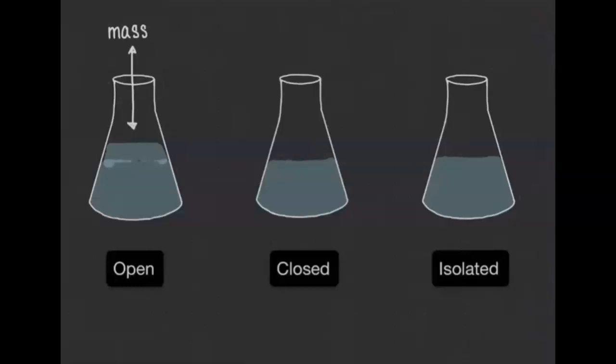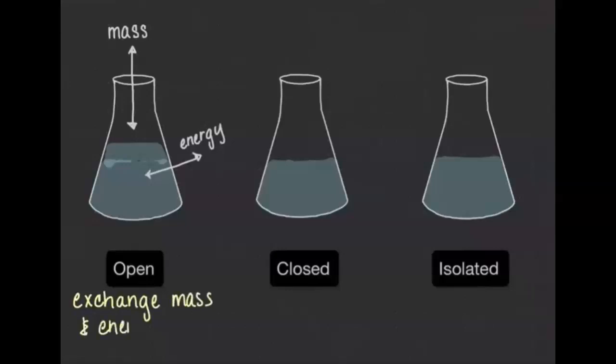In addition to that, this system is also free to exchange heat or energy with the surroundings. So this means that we can heat this system up by maybe putting a Bunsen burner underneath it. Or if this reaction is exothermic, this reaction can give off heat, and if we were to touch it, it would feel warm. So let's write down a definition: an open system is one that can exchange both mass and energy with the surroundings.